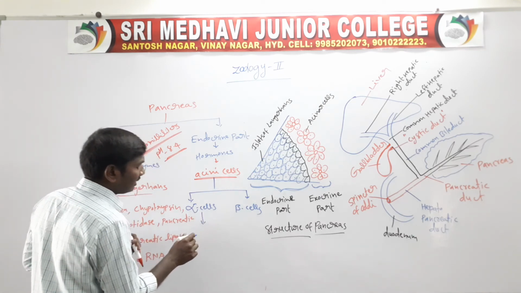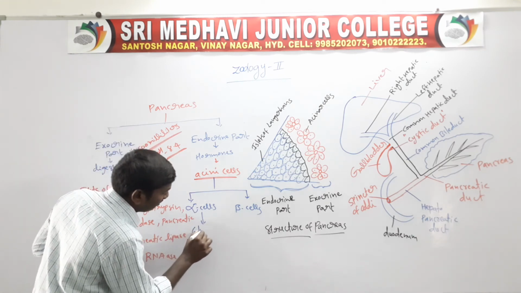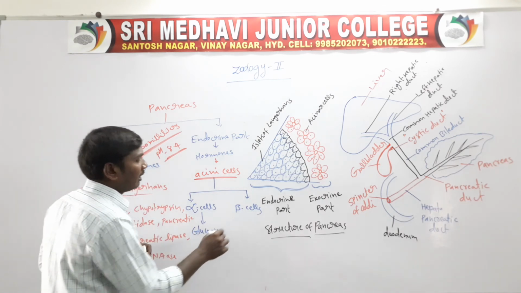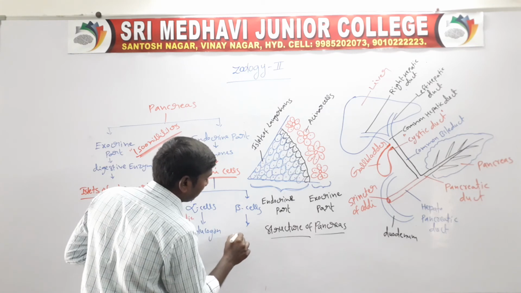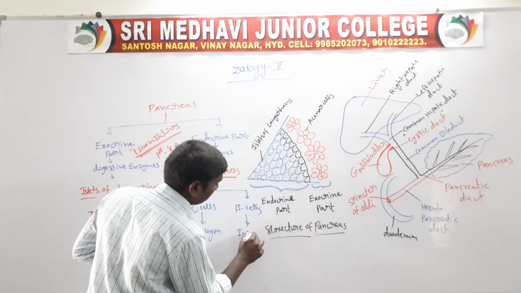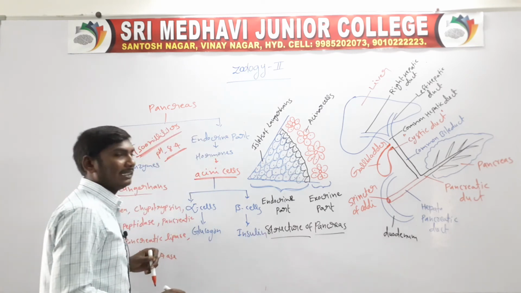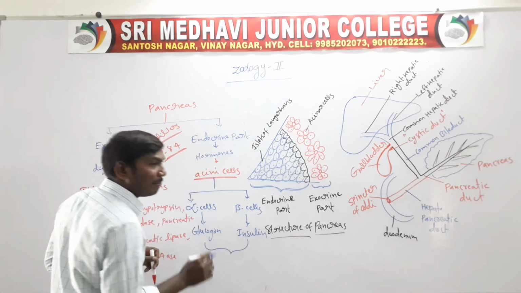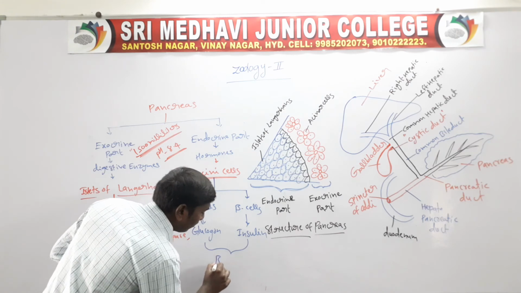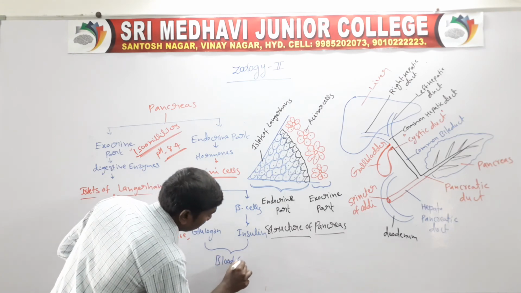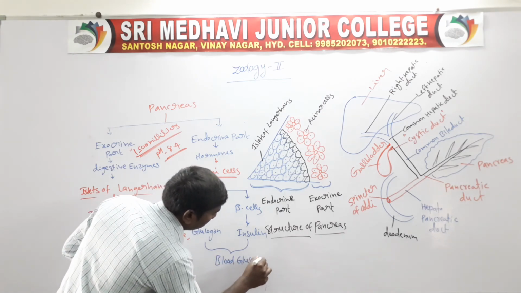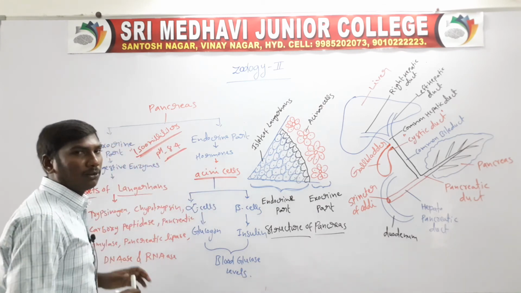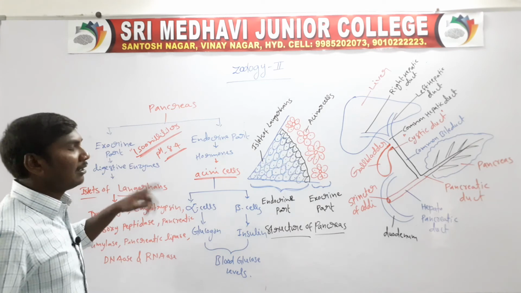The alpha cells release glucagon, and the beta cells release the hormone insulin. These two hormones function to maintain the blood glucose levels. So these are the pancreas.